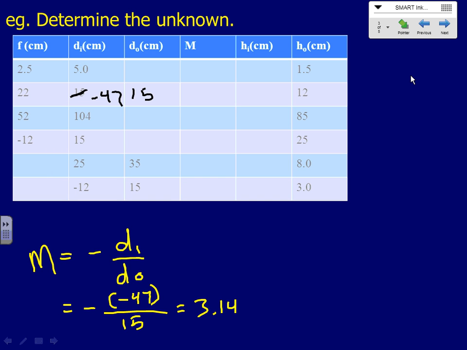This is a positive magnification. What does that mean? It's upright, and it's bigger than 1, which means it's big. It's big and upright. That means we must be really close to the mirror to make a big upright image. Let's figure out the height of the image. M is equal to hi over ho.